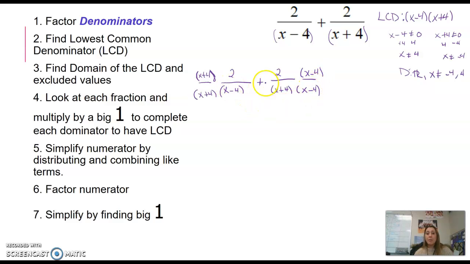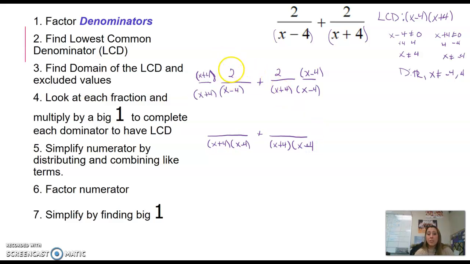So now I have my lowest common denominator. I have it here and I have it here. So then I'm going to write that right here. So I have x plus 4, and I'm going to leave it in factored form. I'm not going to worry about distributing until the end. And then plus, and then I have the same thing. x plus 4, x minus 4. Now I just have to worry about the numerator.